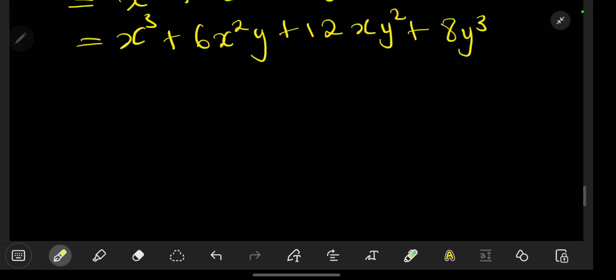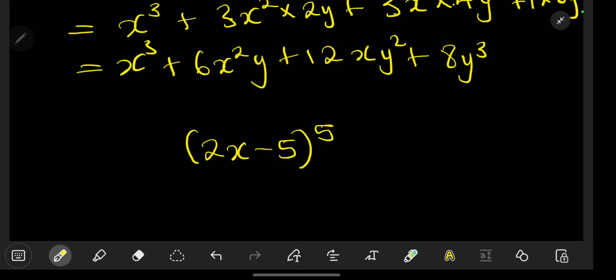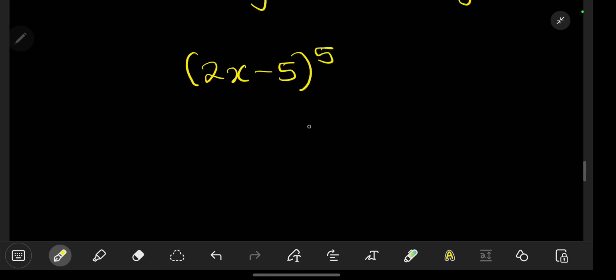Then if you get, let's say, another one like this, (2x minus 5) to the power of 5. To expand this, we use the same approach. The power is 5, so we are going to end at 5. So we are going to have 1, 1, 1, then 1 plus 1 is 2, then 1 plus 2 is 3, 2 plus 1 is 3.